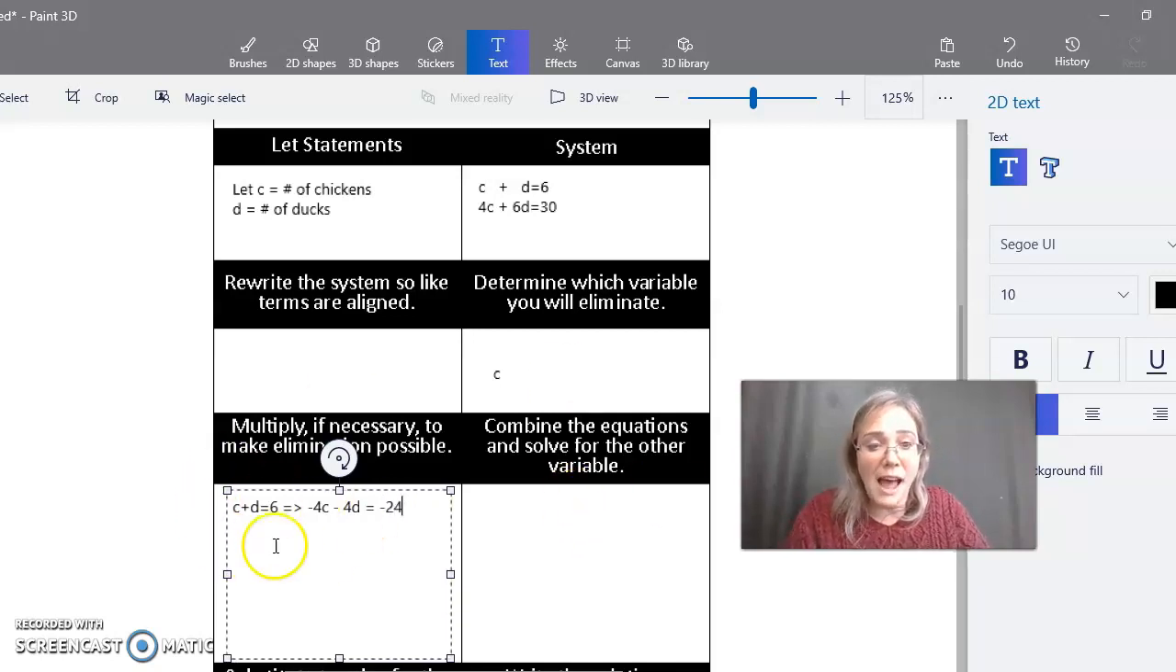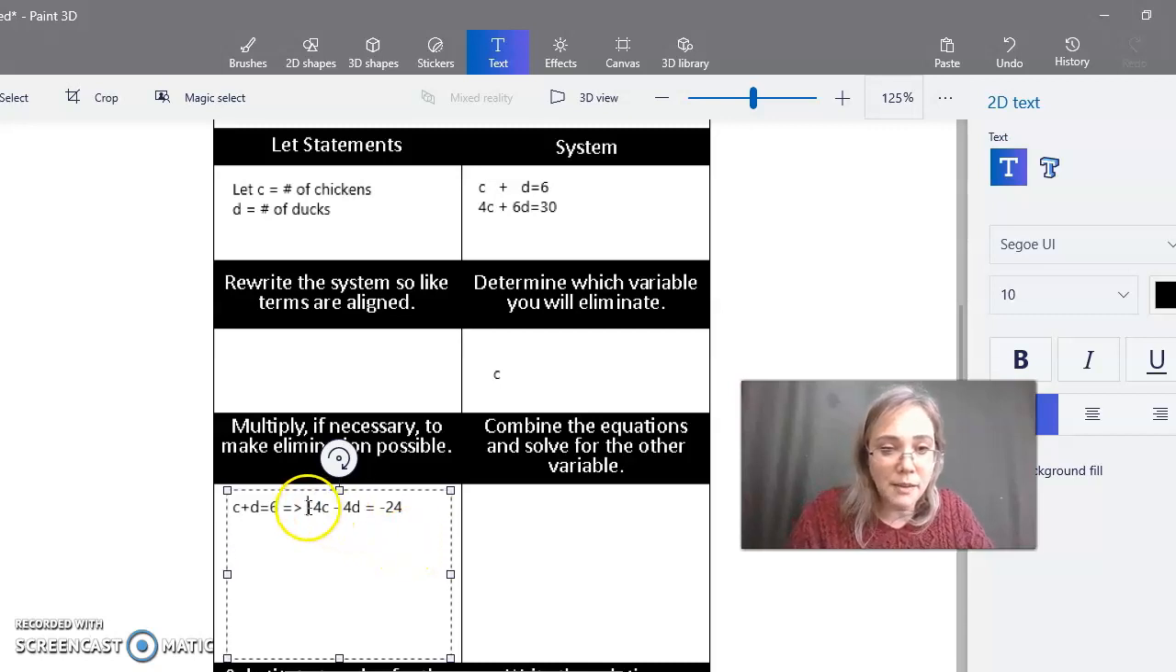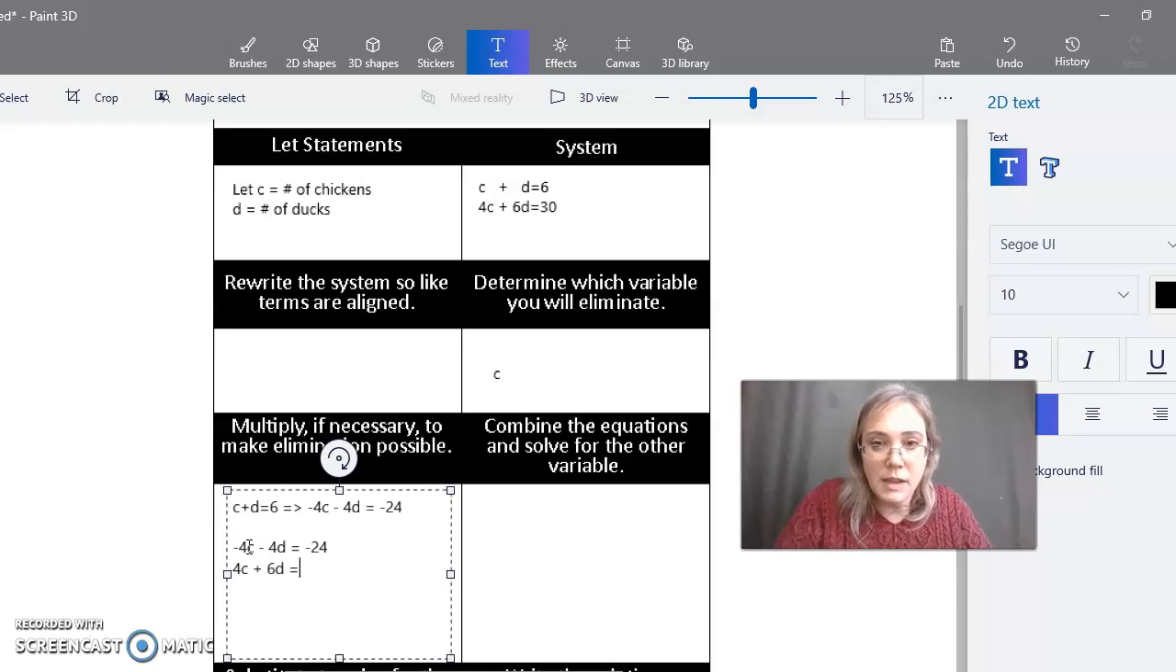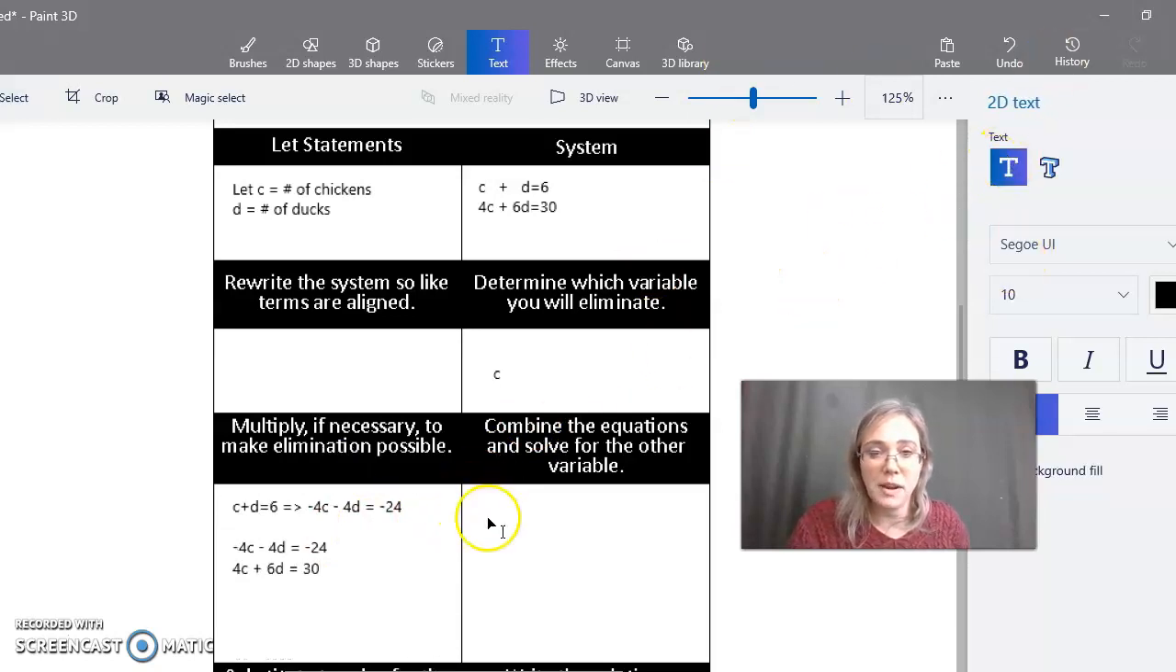So now that I've done that, I'm actually going to rewrite the 2 equations on top of each other. Hey, look, copy paste. And then I have this, 4C plus 6D equals 30. So now they're lined back up and you can kind of see it. Now, why did I multiply that first one? Because now I have negative 4C and positive 4C over each other, and that's going to help me. So now in this next one, oops, there we go.